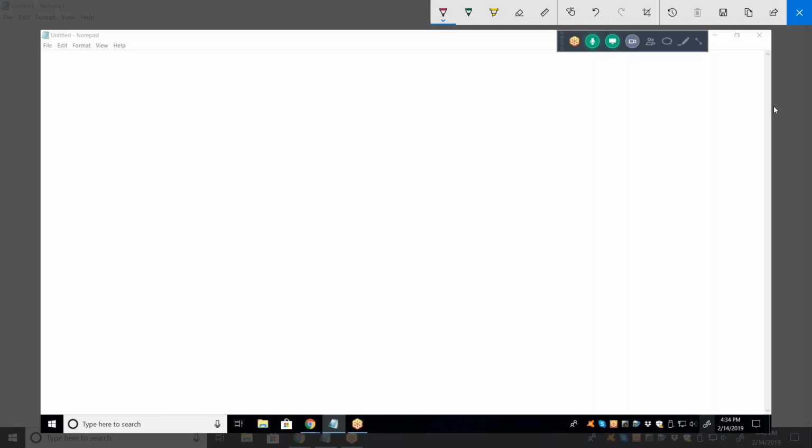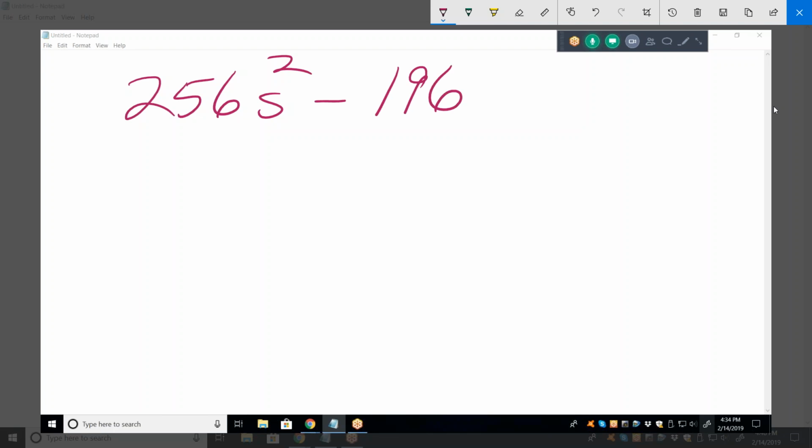So 256s squared minus 196. What's different about this? There's not another S. There's no S term, right? That's actually really, really important. That means we do not solve it the way we typically solve quadratics. If we have a normal quadratic that has an S squared and an S term and a number, then we're going to factor it, just like we've been doing today.